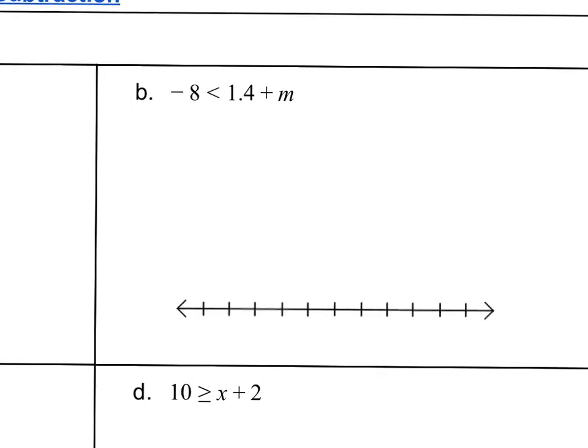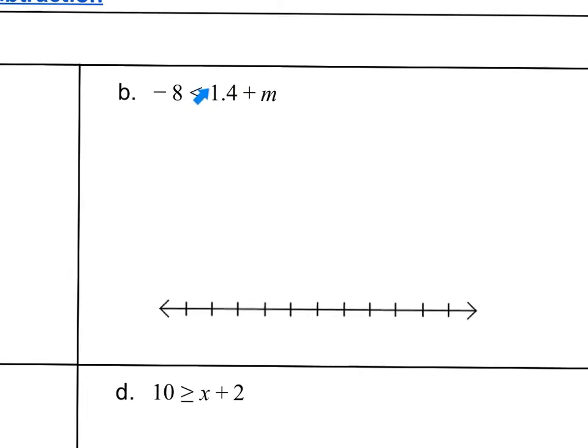Let's try the next one. First thing I notice is that my variable is not first, but that's fine. I'll solve this anyways. I'll solve this by subtracting 1.4 because it's being added to m. I have to subtract it, which means I'll subtract it on the other side. Negative 8 minus 1.4 is negative 9.4, less than m. Again, I want my variable to be first, so I have to flip all of this so that my variable comes first. So it'll be m is greater than negative 9.4.